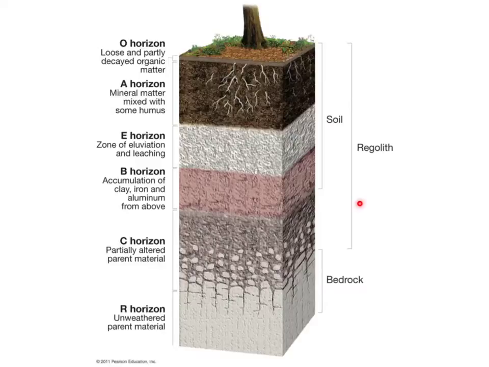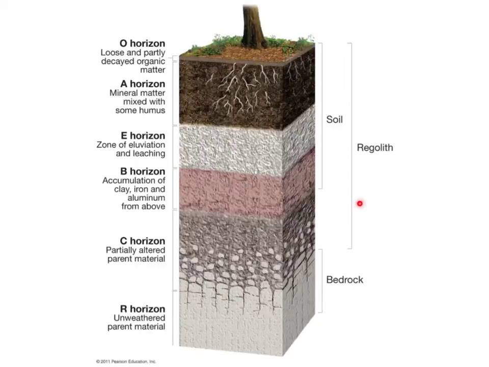The layering is going to look different depending on the biome that we're in, so I'll try to point out some differences. On the very top is the O horizon. The O horizon is just going to be made up of any dead material that is starting to decompose. So dead leaves, dead plants, branches, things like that. Think of a deciduous forest, a temperate deciduous forest in the fall with all that leaf litter. That makes up the O horizon.